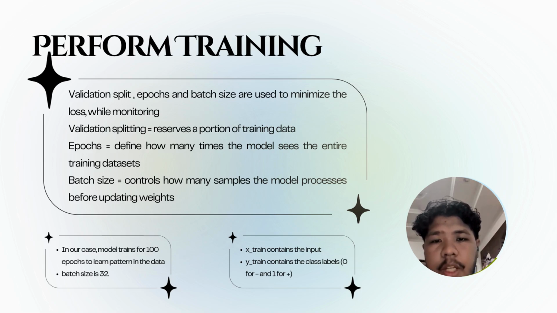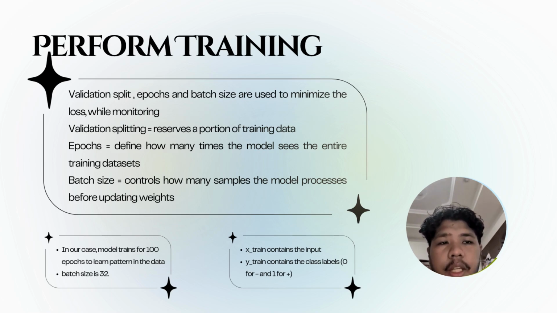Move on to perform training. There are key features that will be used here, which are validation split, epoch, and batch size. All three of them are used to minimize the loss while monitoring the training. Validation split means that it will reserve a portion of the training data. Epoch defines how many times the model sees the entire training dataset. Meanwhile, the batch size controls how many samples the model processes before updating the weights.